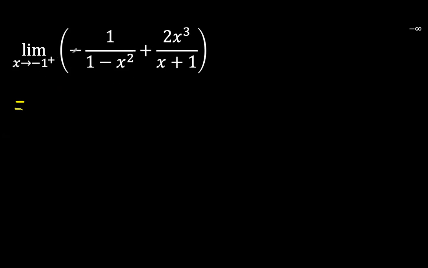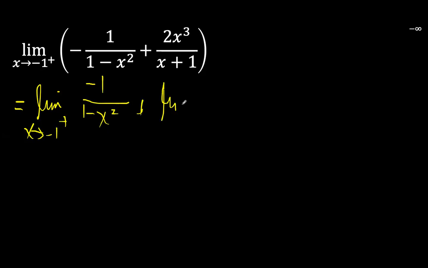Now let's try applying the property of the limit. We can take the limit term by term. So we have the limit of negative 1 over 1 minus x squared as x approaches negative 1 from the right, plus the limit of 2x cubed over x plus 1 as x approaches negative 1 from the right. So let's solve for the limit term by term.